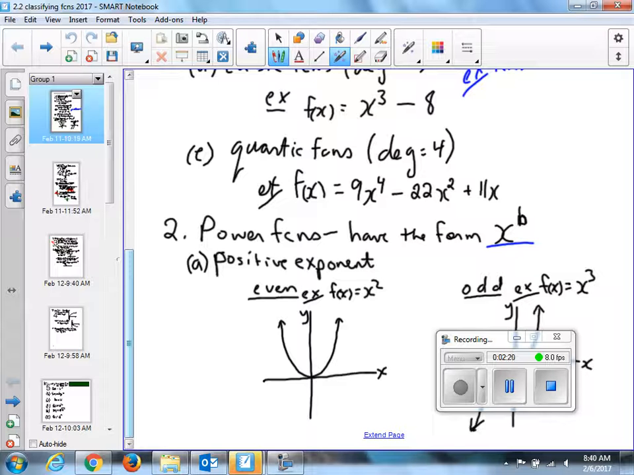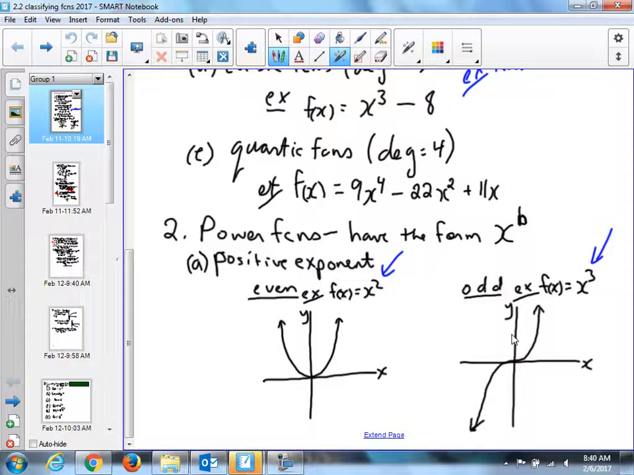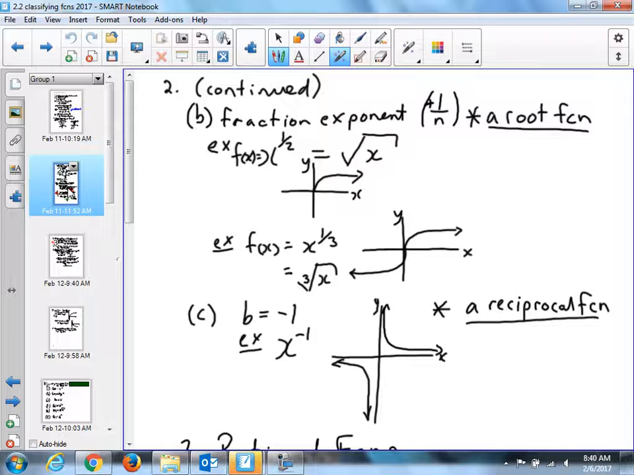Power functions are just monomials, like one term, 3x to the 6, or x. We'll keep it to just like x squared, x cubed. So they're pretty easy then. We'll call that a power function. It is a polynomial, but a more specific type. Power functions. What about fraction exponents?